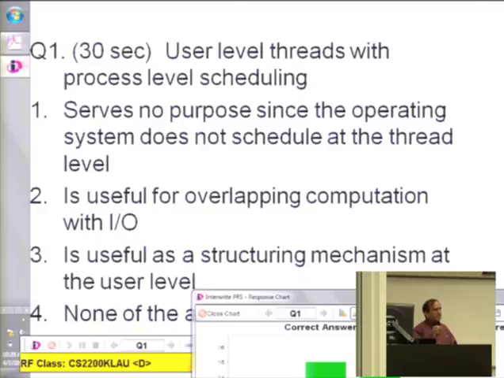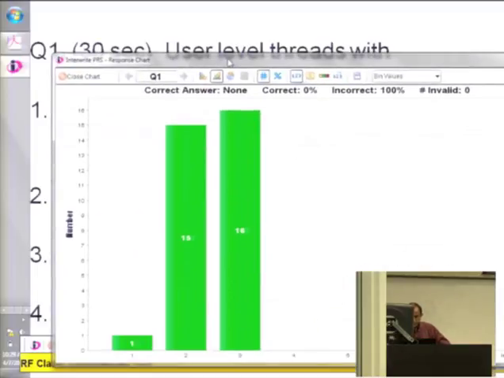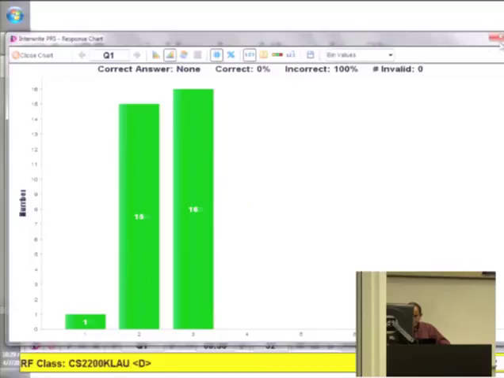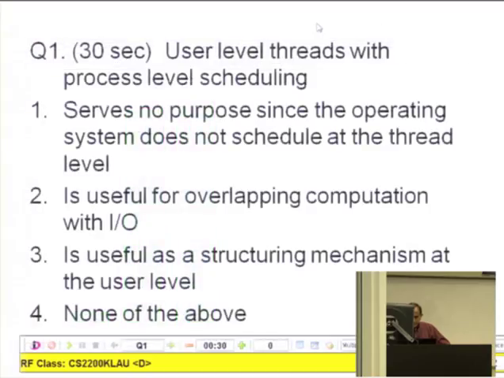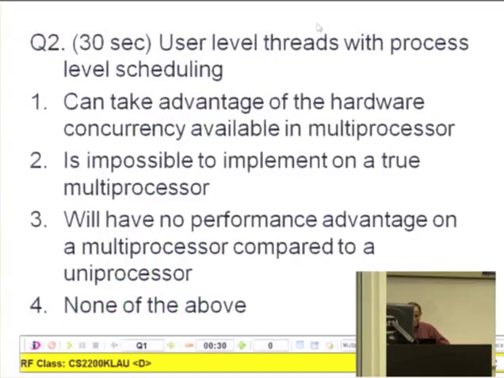your computation. It doesn't help you in terms of performance, because the operating system doesn't know about the existence of threads, but it is helpful as a structuring mechanism. Is that idea clear? Okay. So three is the right answer. Okay. So another question on user level threads.